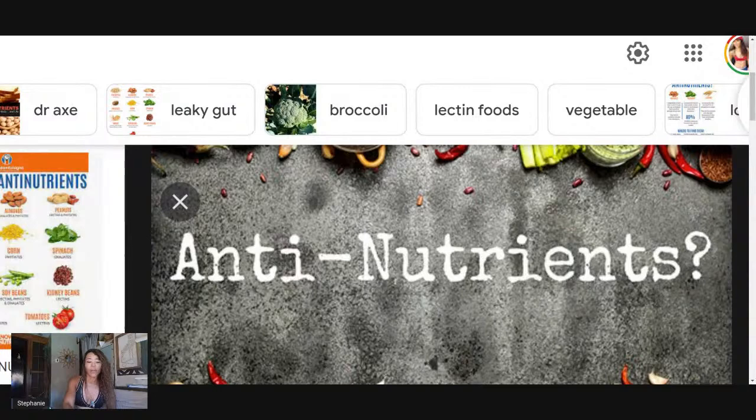Phytic acid is in nuts and seeds, like almonds. They can also be in grains, obviously with wheat and rice, and tubers and potatoes and turnips and beets and carrots. Yes, yes. So be careful to not eat these foods in excess. Of course, phytic acid can rob your body of iron, zinc, calcium, and this creates mineral deficiencies.